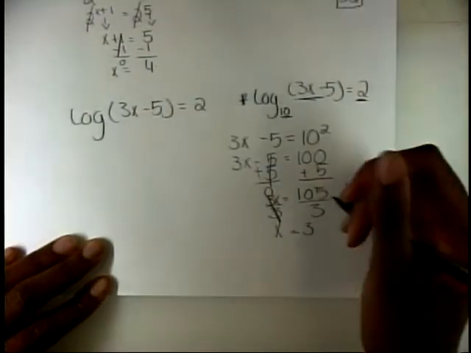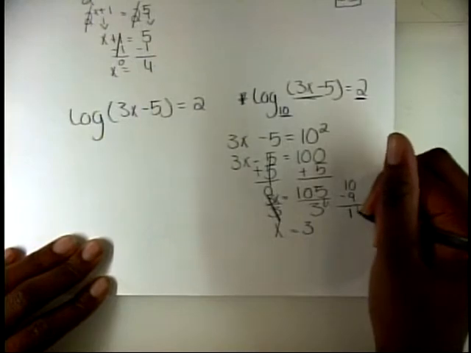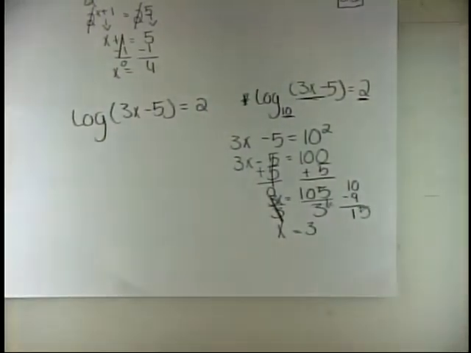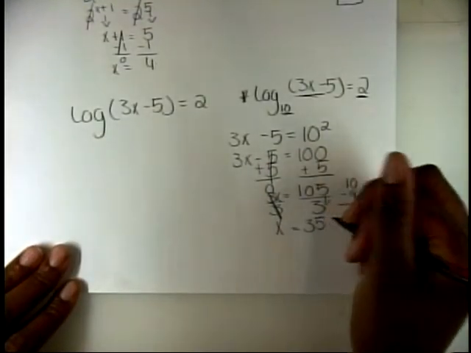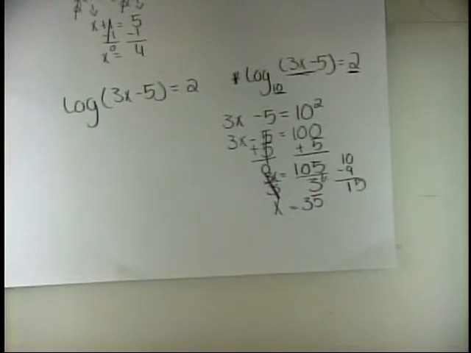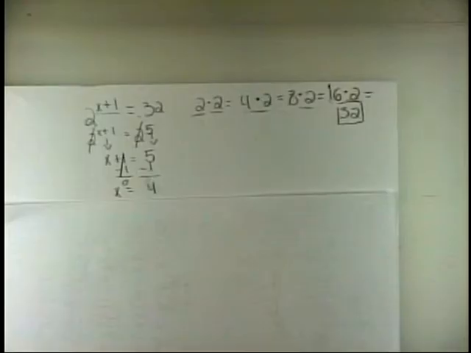Bring down your 5. You ask yourself, what times what would give me 15? 3 times 5 will give you 15. So your answer is x equals 35.